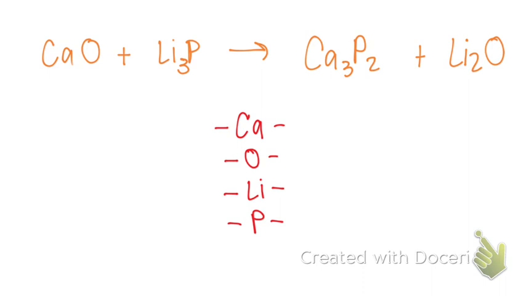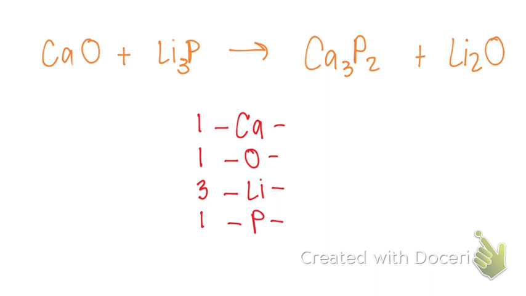Okay, let's count on the left-hand side. All we're starting with is the left. So how many calciums? And I want everyone to say them. I want you to be confident about how many there are. So how many? 1. How many oxygens? 1. How many lithium? 3. And how many phosphorus? 1. Okay, good. Are we on the same page with the counting part of it?